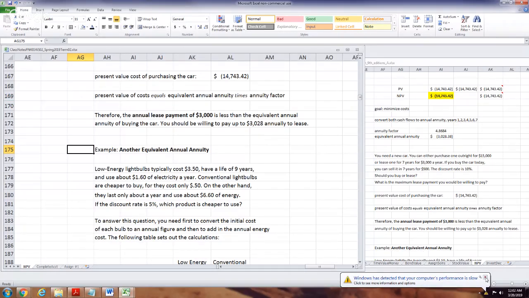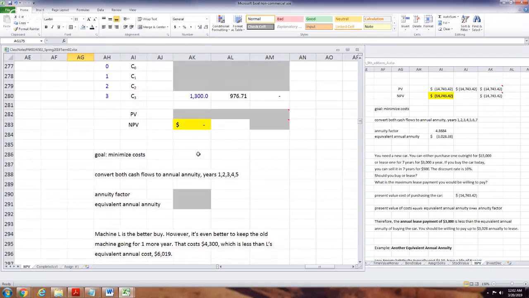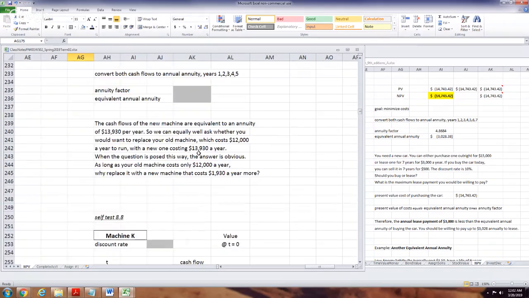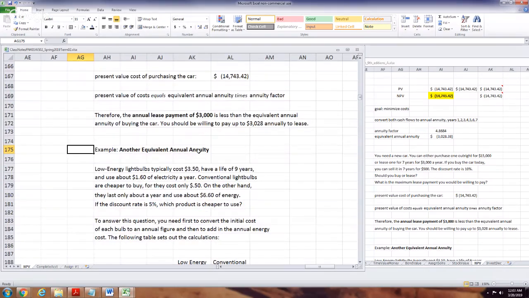Another equivalent annual annuity. So this is this one. There's 2 more to go. Okay, yeah, there's the self-test there. There's the old machine thing. Yeah, this is a light bulb thing.